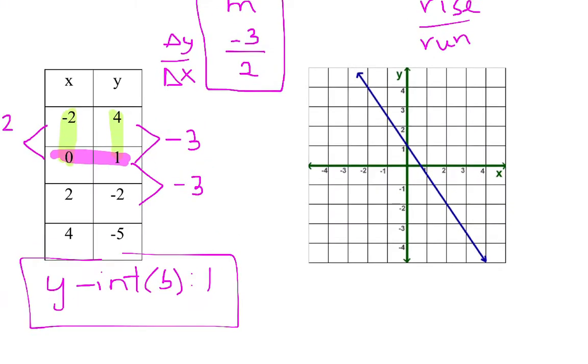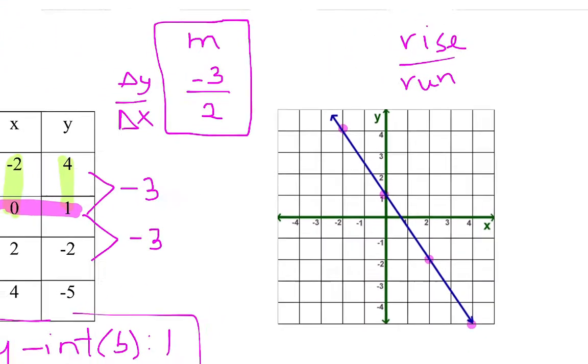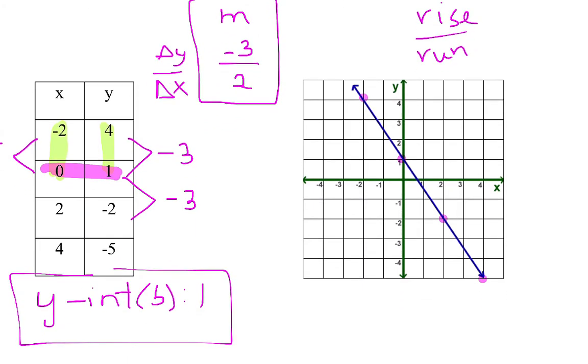Let me zoom in, maybe that'd be easier. Okay, this is another good point, another good point, and another good point. Okay, so we have several good points to choose from. We need 2 of those. It doesn't matter which 2. All right, so I'm going to pick the first 2 I made, and I'm going to make an L between them. And then I'm going to figure out my rise and my run.